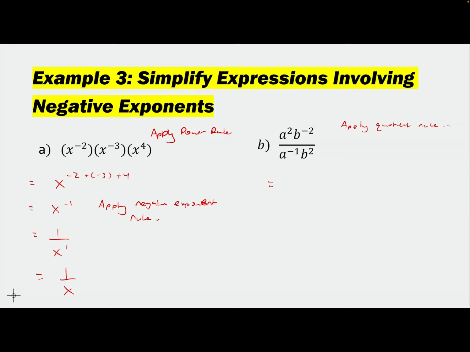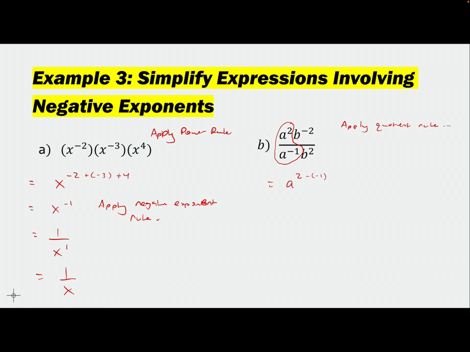So for my a's, I have a squared divided by a to the negative 1. So that just means a to the 2 minus a negative 1. Okay, that's the quotient rule. So I'm basically just looking at this part right here. Those powers have the same base and we're dividing them, so we just subtract the exponents. So it'll be a to the exponent 2 minus a negative 1. It's actually going to be 2 plus 1. It'll give us 3 in the next line.